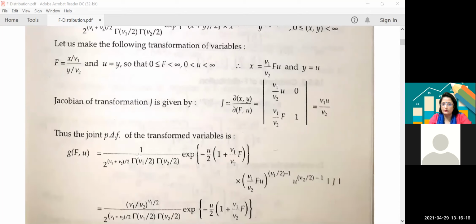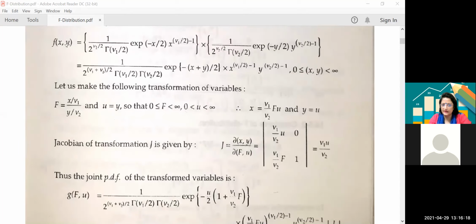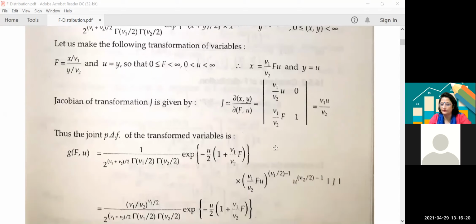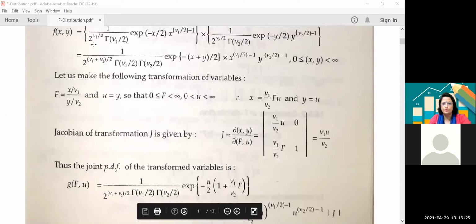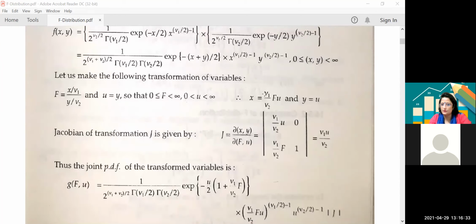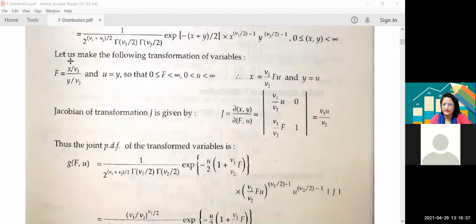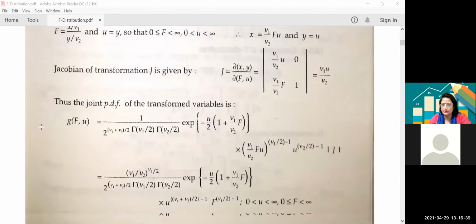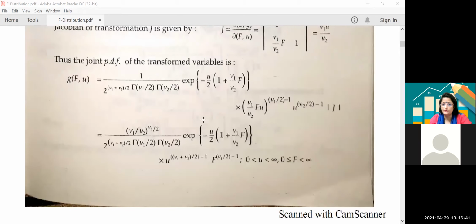आप क्या लिखेंगे यहाँ पे, ये ऊपर जो लिखा हुआ है, f of xy into mod of J। So you will put the value, ये जो पूरी f of xy की वैल्यू है वो आप यहाँ पे नीचे पुट करेंगे, लेकिन पुट करने से पहले you will put the value of x as v1 by v2 into f u, and you will put the value of y as u, right? So देखो ये इन्होंने सारी वैल्यूज पुट कर दी.